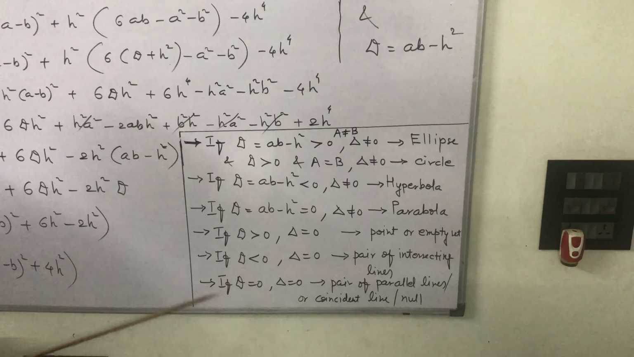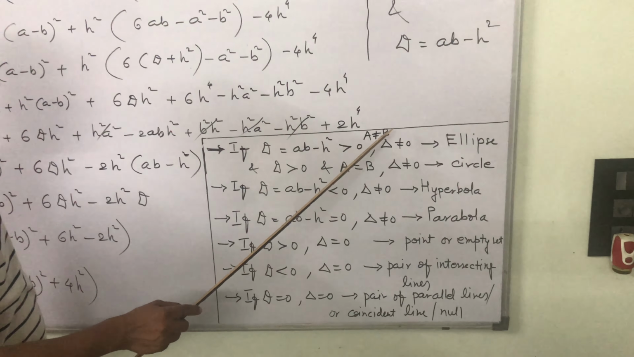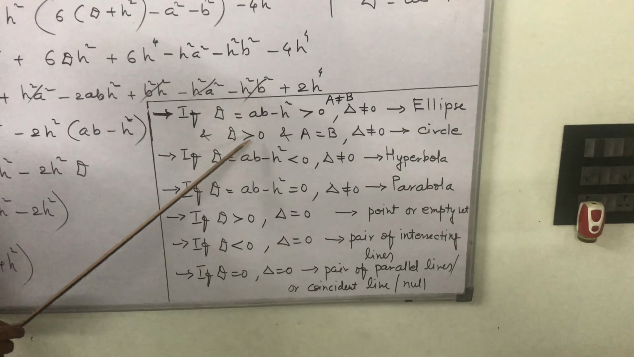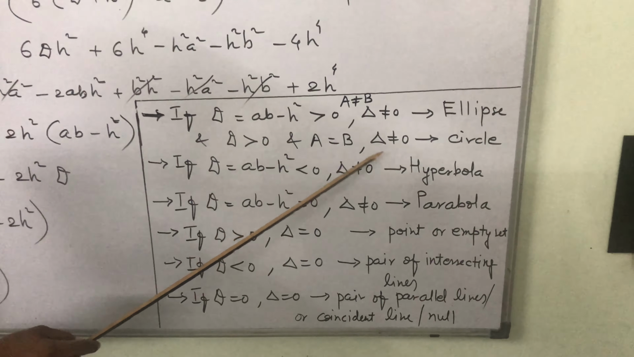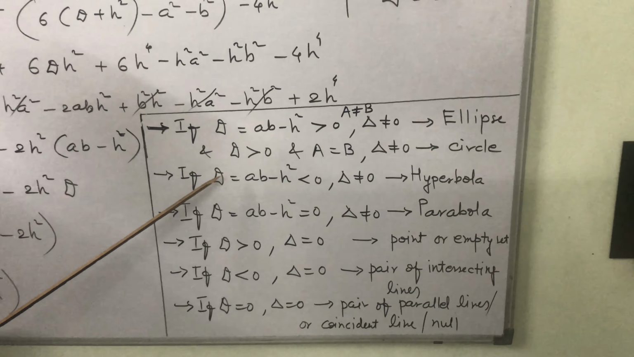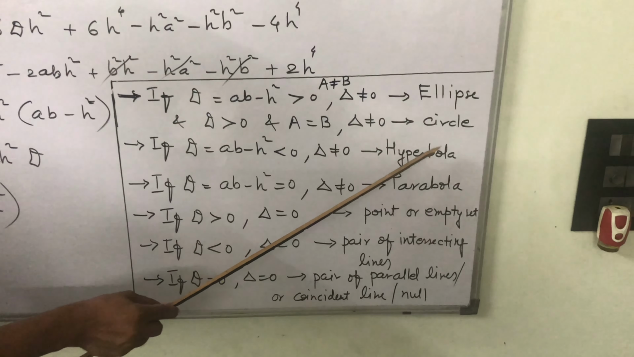Now the cases are there. If d equal to ab minus h square is positive and a not equal to b, delta not equal to 0, then it is an ellipse. And if d is greater than 0 and a equal to b, delta not equal to 0, then it represents a circle. And if d equal to ab minus h square is negative, delta not equal to 0, then it is a hyperbola.